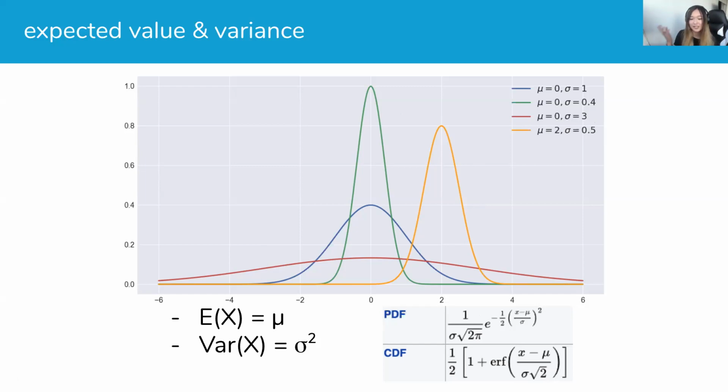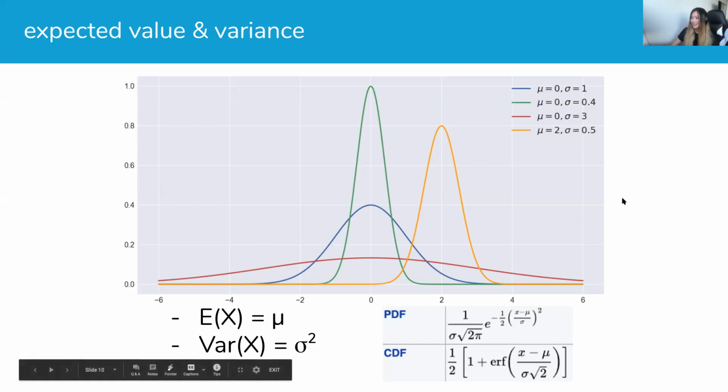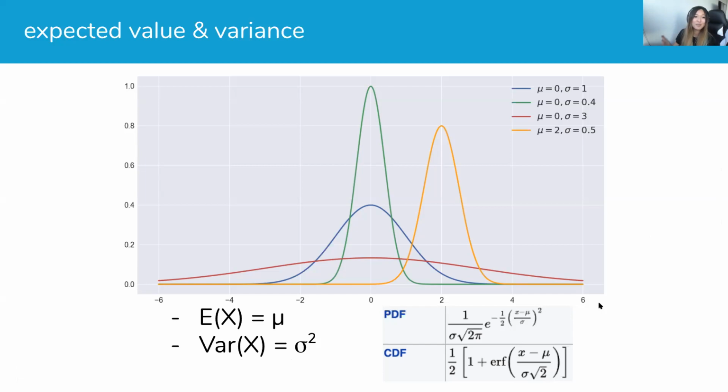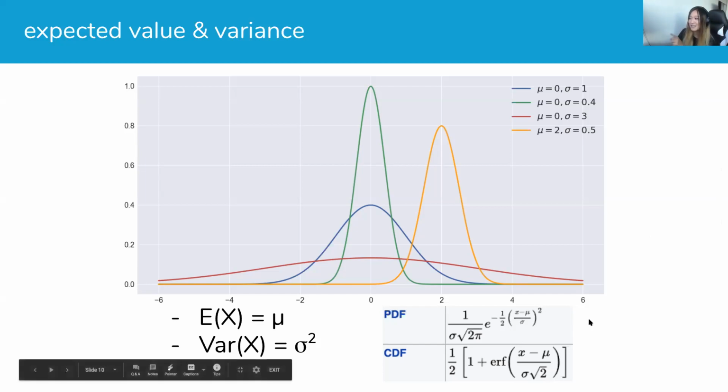As I mentioned with expected value and variance, the normal distribution has a really nice expected value and variance, where its expected value is just its mean, and its variance is the square of its standard deviation. The one thing that is maybe good to know, definitely do not have to memorize this, is that the PDF and CDF of the normal distribution is complicated.